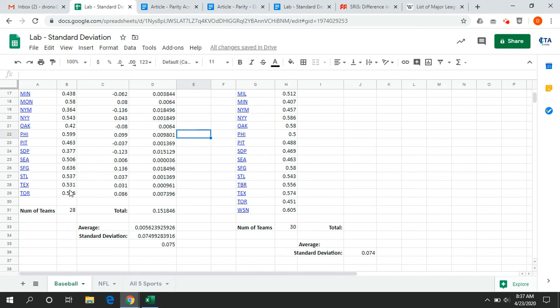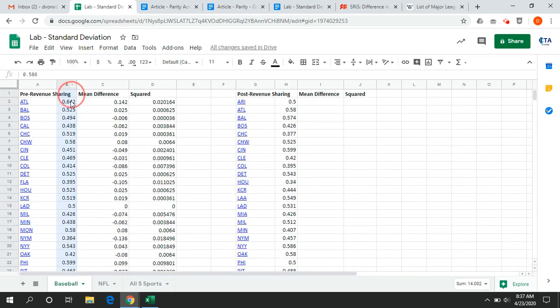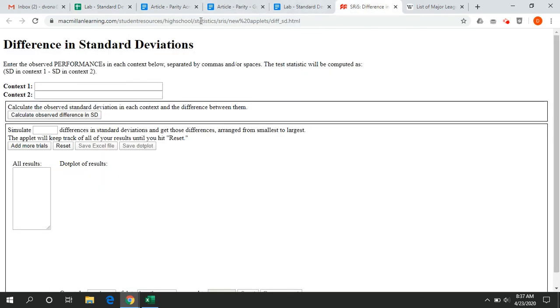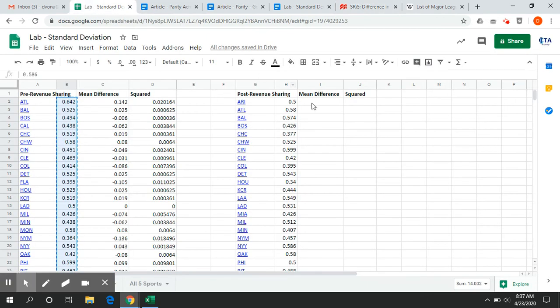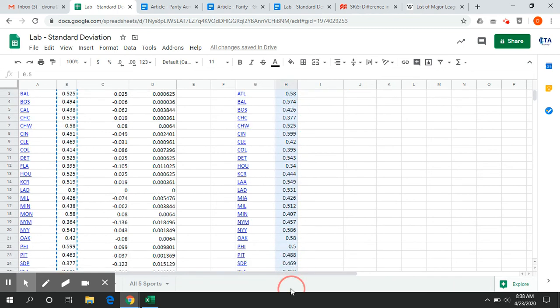You're going to use those same apps that we've been using before. So what you'll do is you'll take some of your data, you'll copy your data, and bring it over to a standard deviation app. So I'm plugging in a bunch of standard deviations there. All right. And then I'm not plugging in standard deviations. I'm plugging in the data. Sorry. I'm plugging in the data over here.